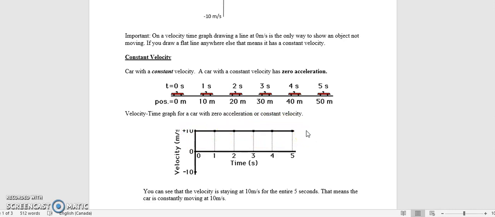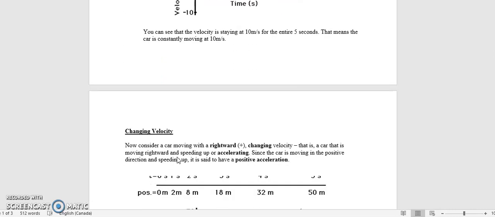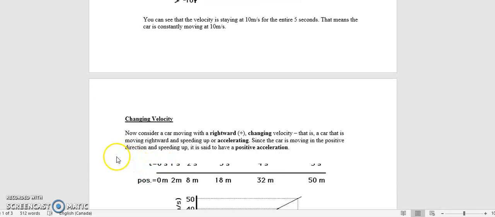This is going to be a little bit confusing with position time graphs, so you have to really understand what you're looking at and make sure you look at your y-axis and your x-axis to understand what sort of graph you're looking at. If it says velocity on the y-axis, it's a velocity time graph. If it said position, then that would be a position time graph. So let's move on to changing velocity.